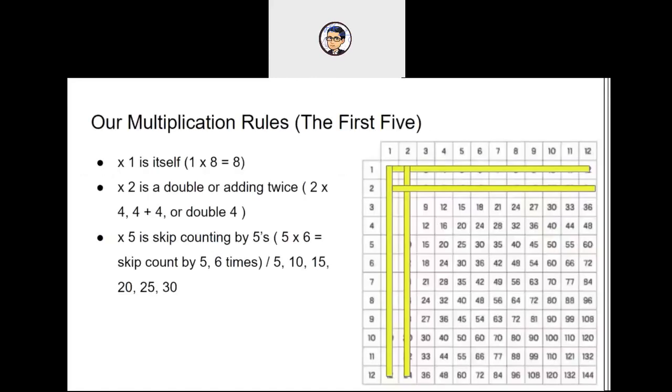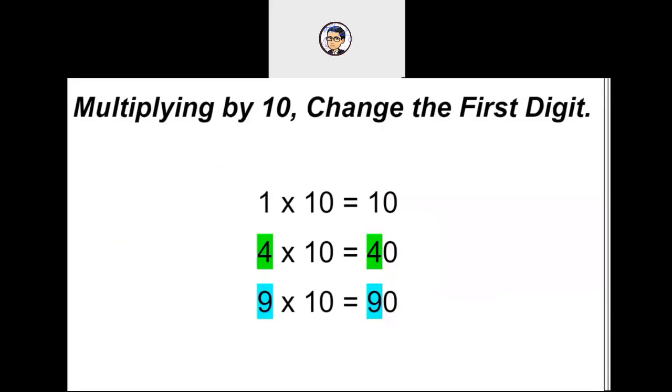Once again, if we go back to our table and we look at our 5 times tables, we can see that we're skip counting by 5s. That's the strategy that we're using, and we can remove these numbers from the multiplication chart. There we go. Our next strategy is multiplying by 10.